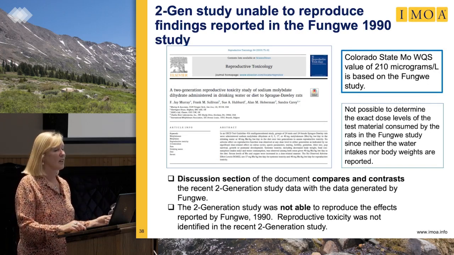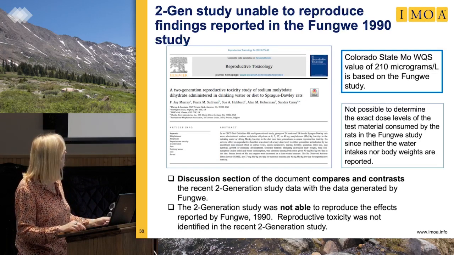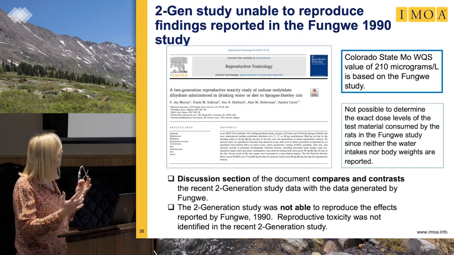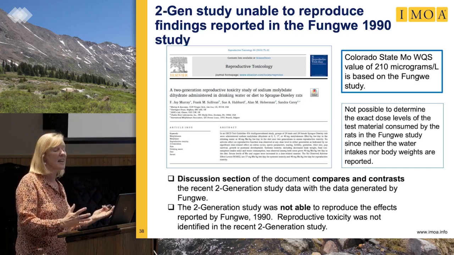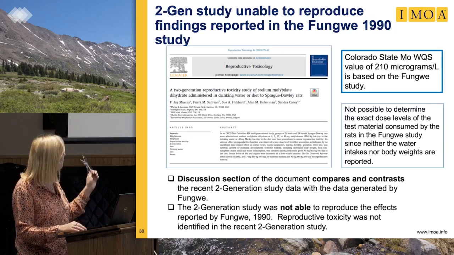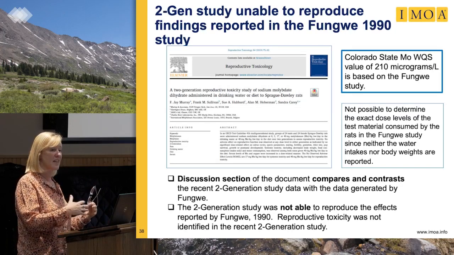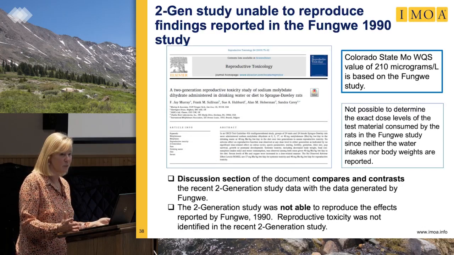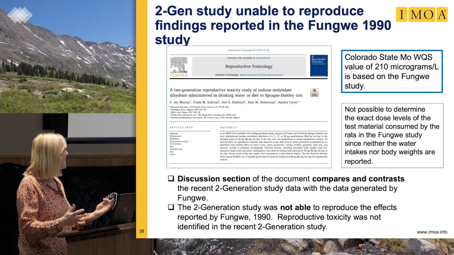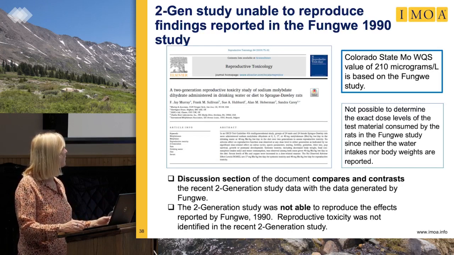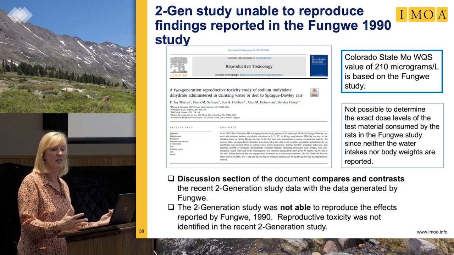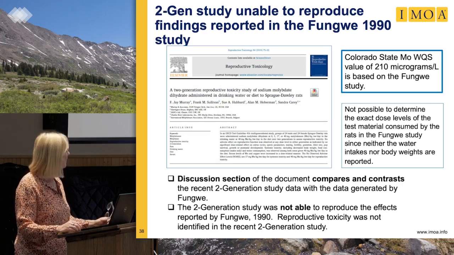The Colorado current Moly water quality standard is based on Fungway at 210 micrograms. Why can one say that this is a less reliable study? Because, for example, it's not possible when you look at how it's been reported to determine the exact dose levels of the test material that was consumed by the rats in the Fungway study, and neither the water intakes or the body weights were reported, and all these things are very critical to be able to really interpret the data that you have.